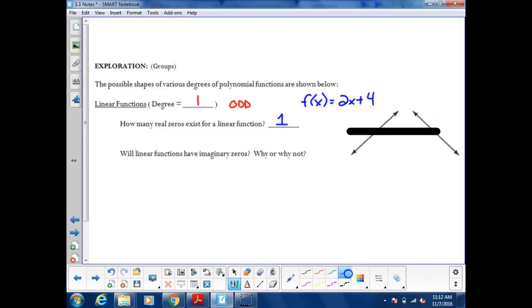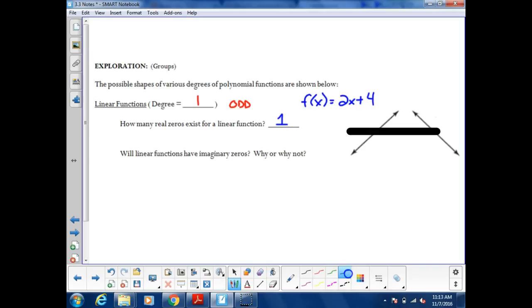Now, knowing what you know about algebra, how many total possible zeros can a linear function have? Why 1? It crosses the x-axis. But why does it only cross the x-axis one time? It's a straight line. Because it has a degree of 1. The degree is also the maximum amount of zeros that a function has. Okay? So, how many real zeros exist for a linear function? 1. How many possible zeros? 1. So, can there ever be an imaginary zero in a line?